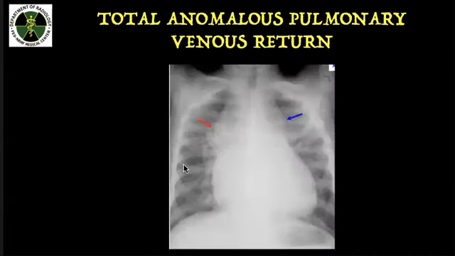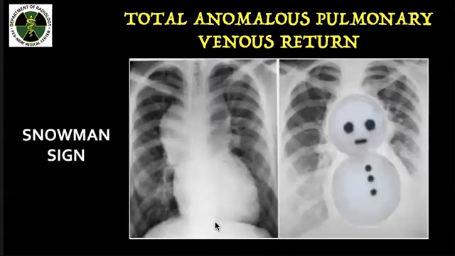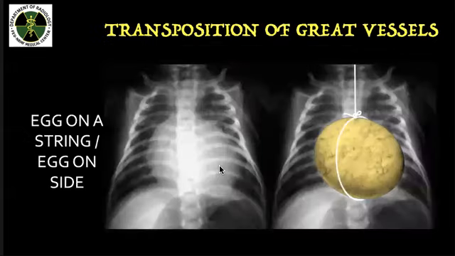And then your TAPVR, or your total anomalous pulmonary venous return. So we have this supracardiac or type 1 total anomalous pulmonary venous return. It is a snowman shape. So that's your snowman shape, your total anomalous pulmonary venous return. And then transposition of the great arteries, egg on string or egg on side. So that's your transposition of great vessels.